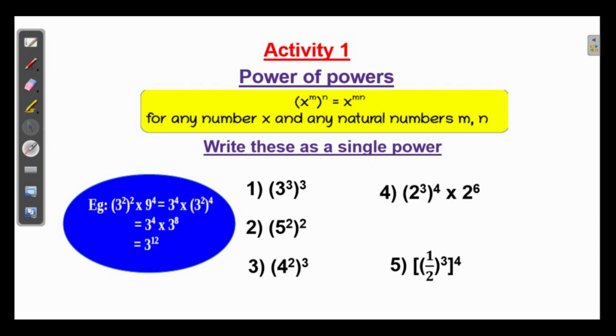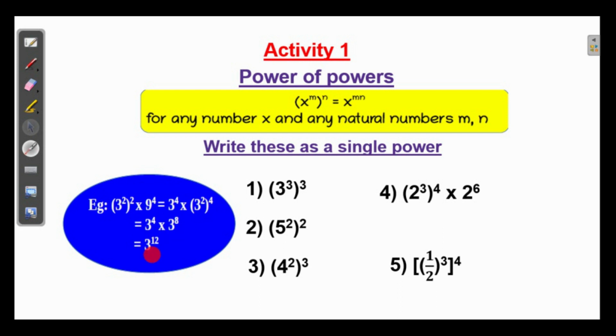So this 9 is to be changed as 3 square, so (3^2)^4. So 3 raised to 2 into 4 is 3^8. So 3^4 into 3^8. We have learned the multiplication rule: x^m into x^n is equal to x^(m plus n). So 3^4 into 3^8 is 3^(4 plus 8).